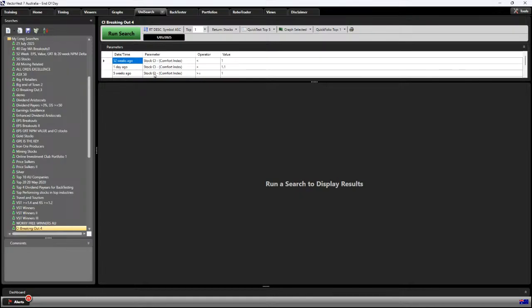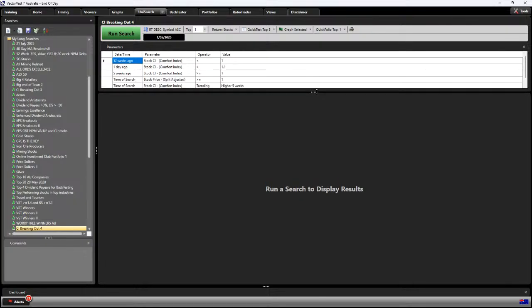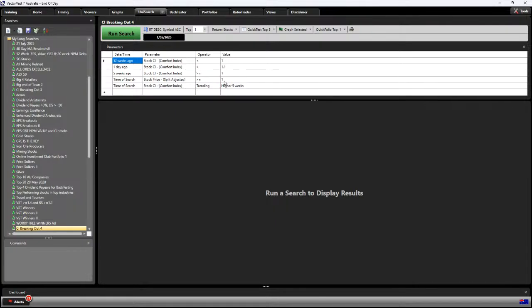Five weeks ago, the comfort index needs to have been above 1. So over the last 5 weeks, it needs to be above 1, and in the most recent time period, a day ago, it needs to be above 1.1. And then I said, make sure that the price is at least $1 or better, and make sure that the comfort index has been trending higher over the last 5 weeks. Sure, we might have the CI being above 1 5 weeks ago, and currently 1.1. But right now, that trend might be falling away again. So I've put that in just to make sure that it's trending higher over the last 5 weeks.